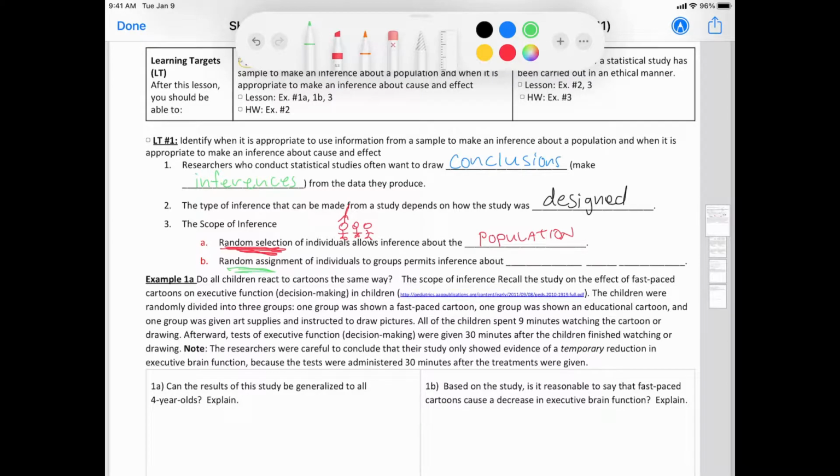Random assignment. So now that you've got these little aliens, how do you assign them to different groups? So random assignment of individuals to groups permits inference about cause and effect. Because essentially what you're doing there is you're running an experiment.